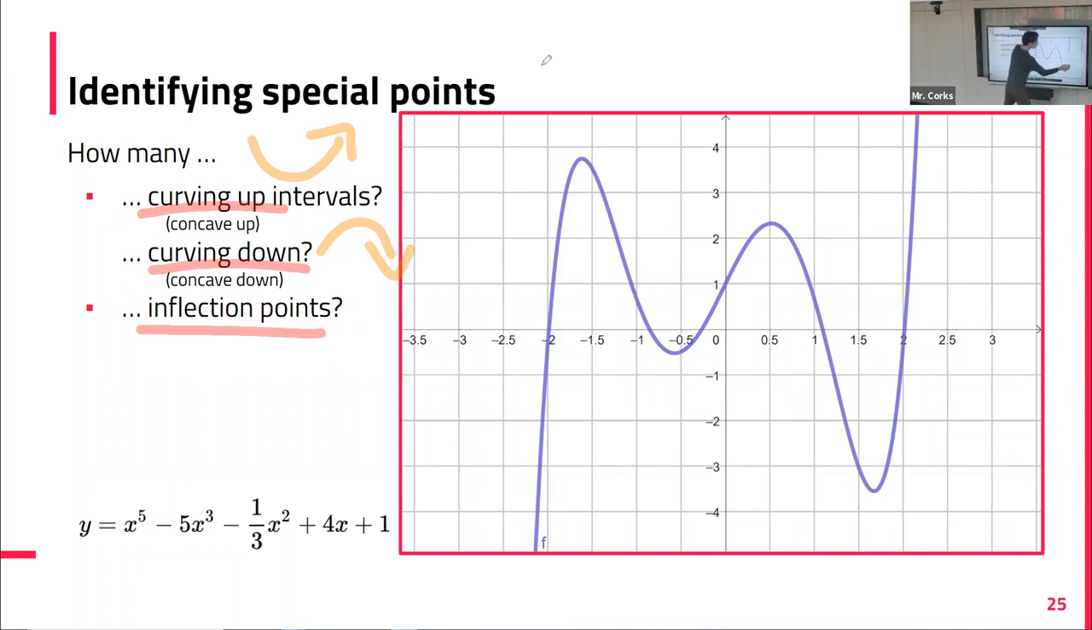Two down. Okay, so how many curving up do you see? Two. Okay, tell me where one of them is. Tell me where's the first one? From what x value to what x value? From -2 to approximately -1 point.